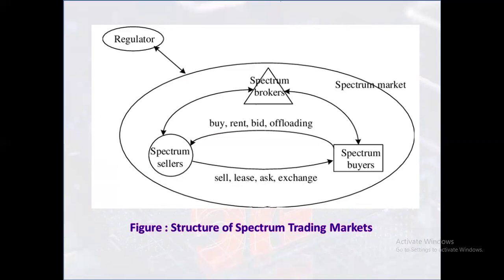Brokers may act as intermediaries to help match sellers with potential buyers, streamlining transactions and providing market insights. The spectrum markets operate on the principle of supply and demand, where buyers submit bids for available spectrum, and regulators oversee the market to ensure fairness and compliance with the legal frameworks. Additionally, spectrum trading often involves the rental of spectrum rights, allowing users to utilize the spectrum without purchasing it outright, which can further enhance the market flexibility and efficiency.